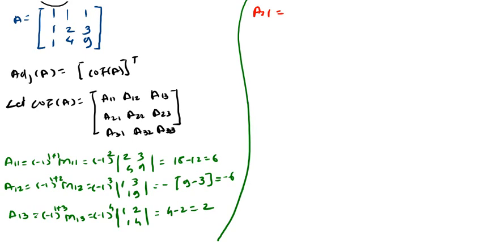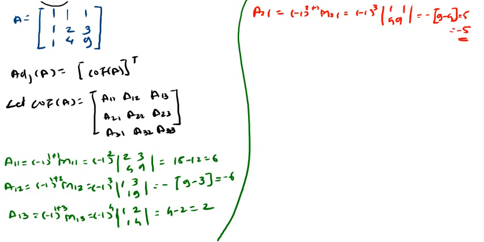A21 is minus 1 raised to 2 plus 1 into M21, which will be minus 1 raised to 3 into the determinant M21, that is the minor of this element A21. Hide this row and this column. What remains is 1 1, 4 9. So this will be minus into 9 minus 4, which is 5, that is minus 5.